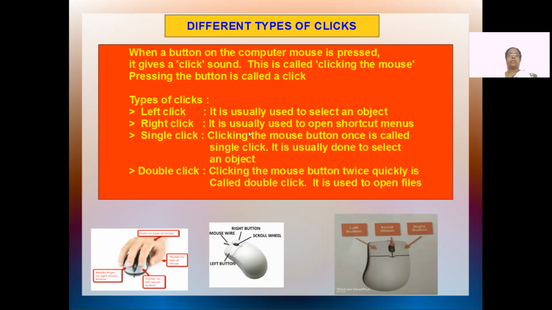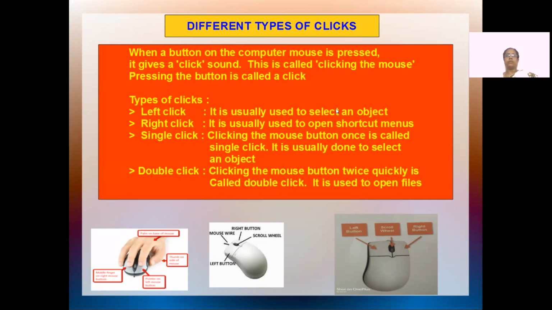Now we have a click called the single click. When we click the mouse button only once, it's called a single click. It helps us to select an object. And then you have the double click. When you click the mouse button twice and quickly, this is called a double click. It is used to open any files, folders, applications, any apps. So these are the different clicks.